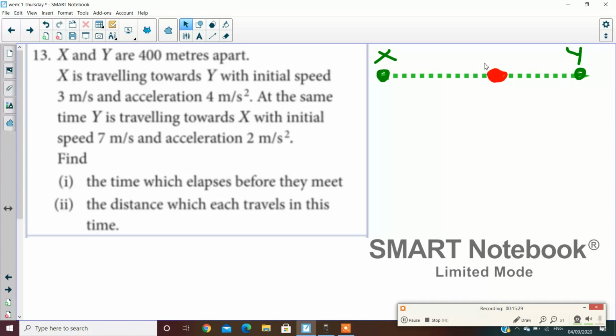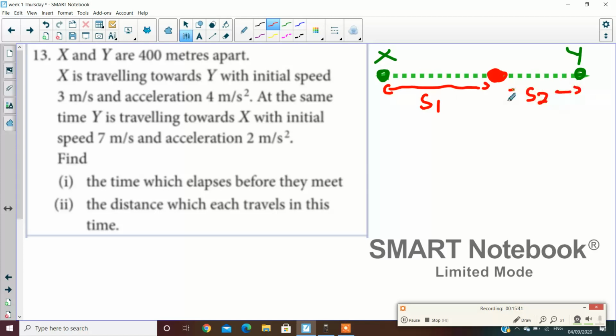See the red zone? Now, we're going to set up 2 different sets of data. This is going to be known as S1, the distance X travels before a collision occurs. This is going to be known as S2, the distance Y travels before a collision occurs. You need 2 sets of UVAST, so get your UVASTs written down. You're going to need 2 of them this time, not 1.